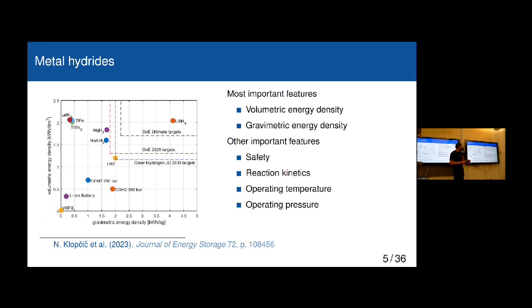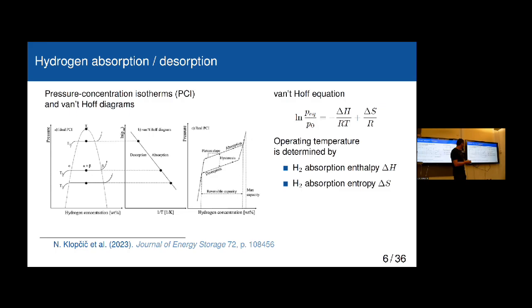So we need to find a material that both has a decent density of hydrogen in it, but is not too stable, so that we don't have to provide too much energy to get the hydrogen back out of it. And also reaction kinetics, so how fast are we able to extract the hydrogen from it. So this is usually how we conceptualize the process of absorbing and desorbing hydrogen into the material.